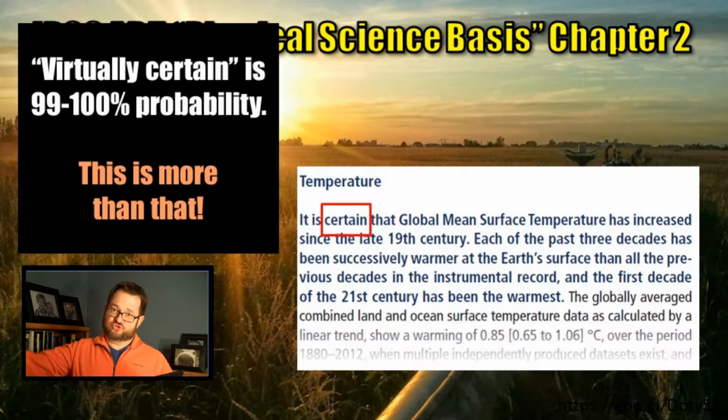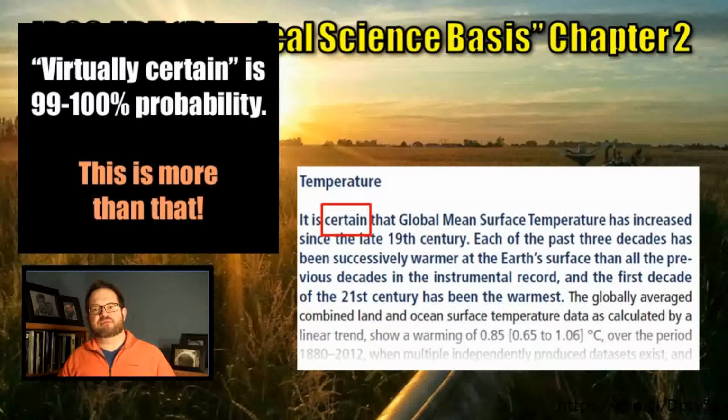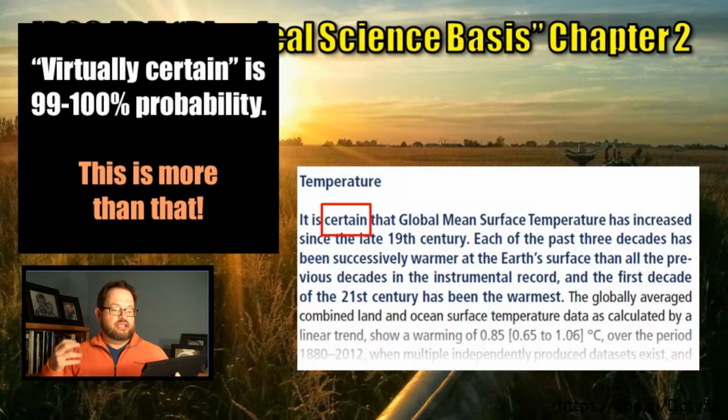Certain is above virtually certain. They are saying it is 100% definitely the case, based on the scientific observations, that the global mean surface temperature is increasing. There's no question about it. That crazy uncle on Facebook who says it's all a hoax, he's wrong. Okay? It's okay to have different opinions about certain things. It's not okay to not share facts. And the facts are the planet is warming.